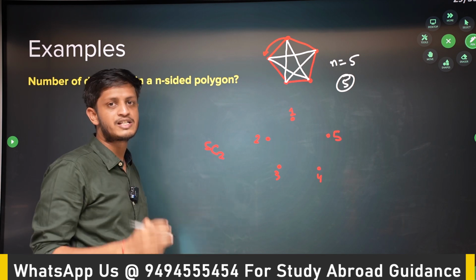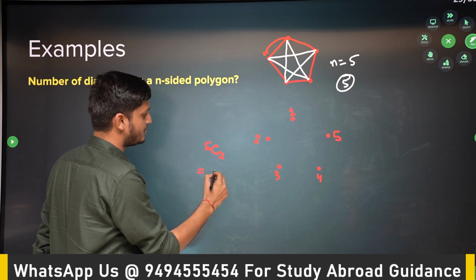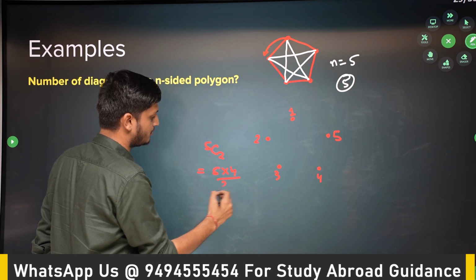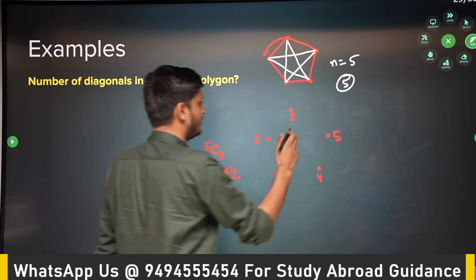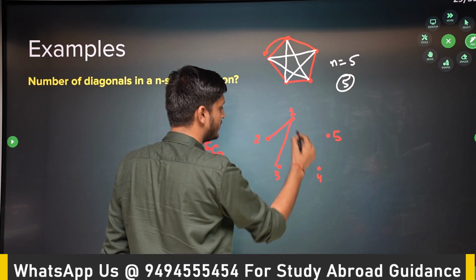There are 5C2 ways in which I can choose 2 points out of 5 points, which is (5 × 4) / 2 = 10. There are 10 such pairings. Let's connect everything: 1 with 2, 1 with 3, 1 with 4. These are 10 possible ways.